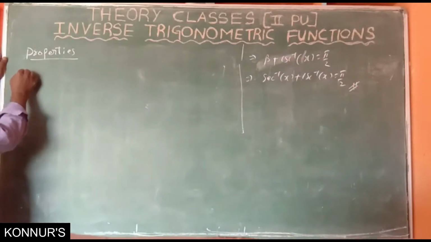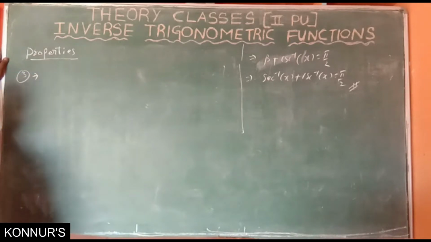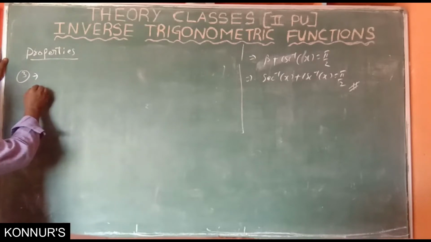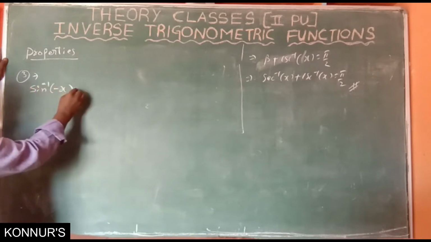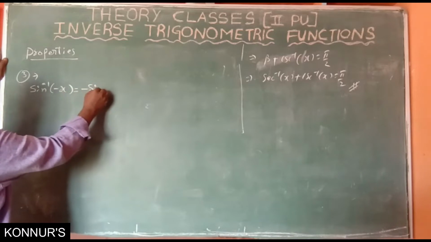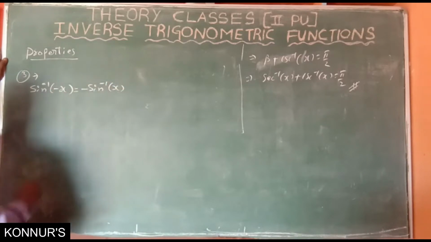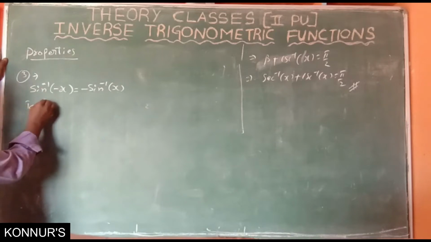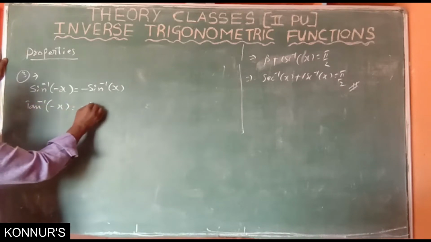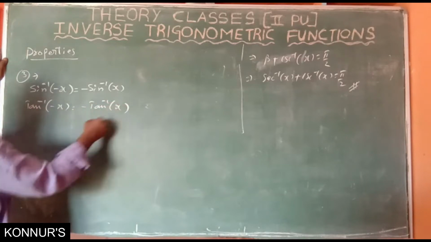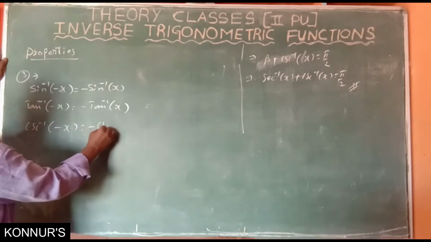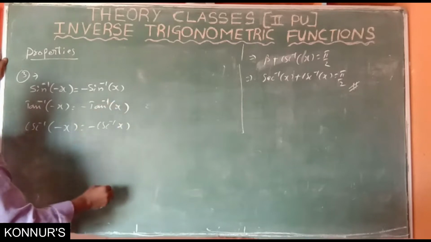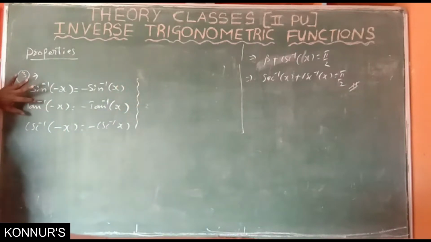Third property. Observe, it is very important. Sine inverse of minus x is equal to minus sine inverse x. Tan inverse of minus x is equal to minus tan inverse x. Cosecant inverse of minus x is equal to minus cosecant inverse x. This is one set in the same property.